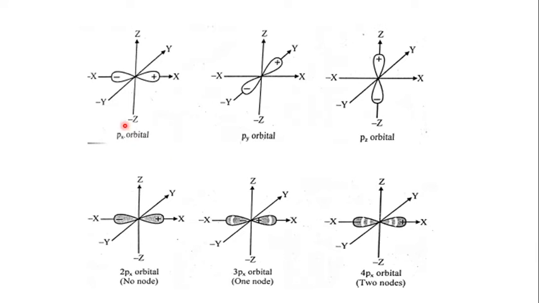See, the px orbital has this shape. This dumbbell is on the x-axis, for py it is on the y-axis, and for pz it is on the z-axis. Now how will it be for 2p, 3p or 4p? There will be dark portions which are separated by the nodes. Is it okay? These are the nodes. Is it clear to you? Okay.